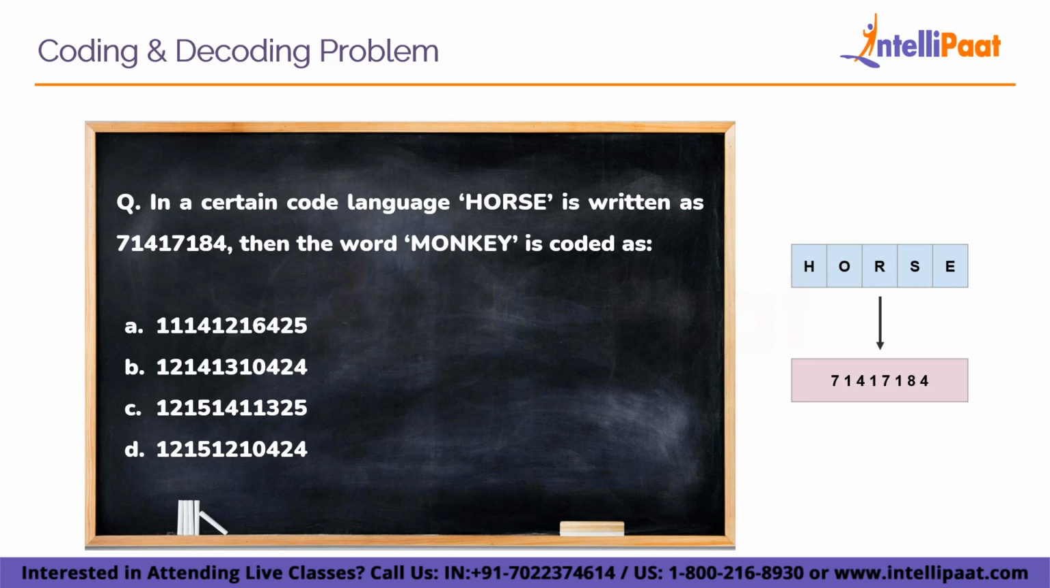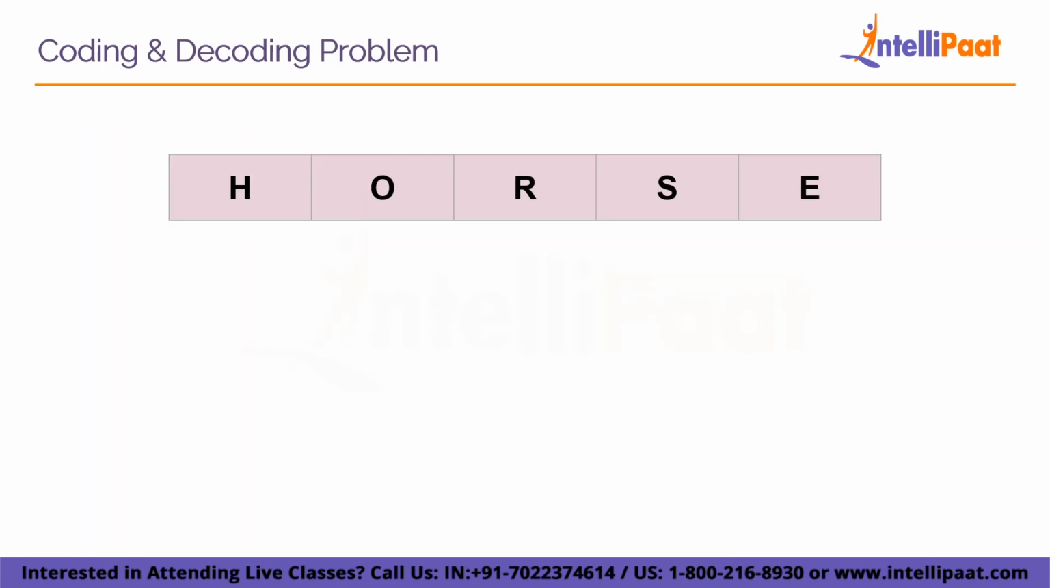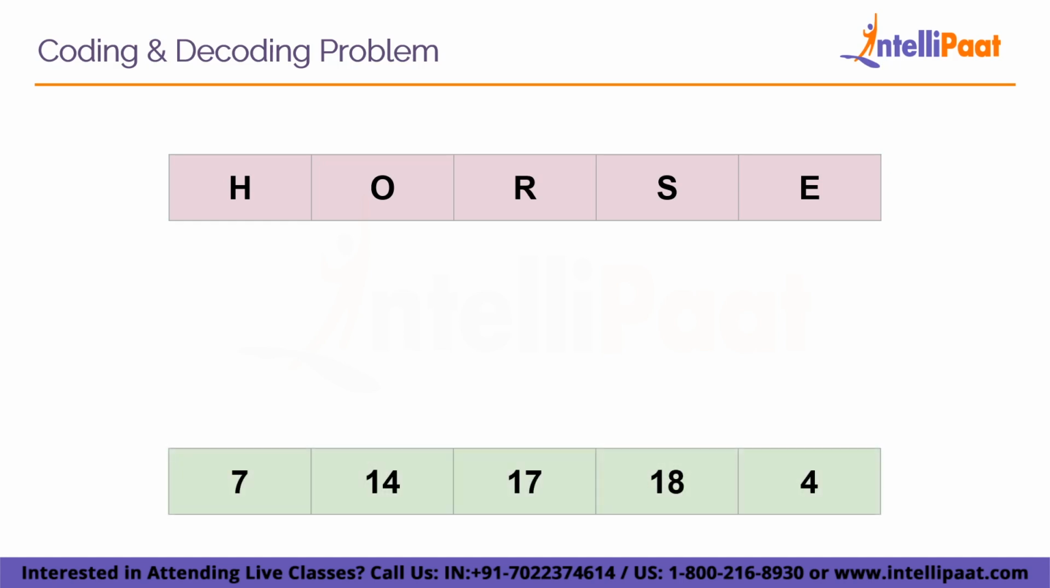So from that given numeric code, we have to find some pattern and we have to see how that certain word is written in that particular numeric code. And once we get some pattern from that, using that pattern, we have to find how monkey is coded using the same pattern, right? So let us try to find out some pattern from the given value. So here I have written all the alphabets of that word in different boxes, and according to that I have written the numeric code for each letter, right?